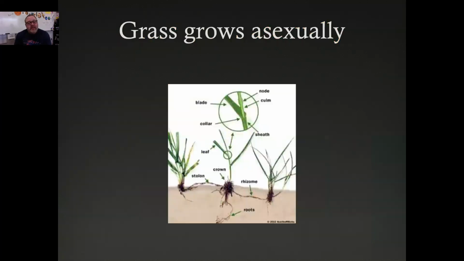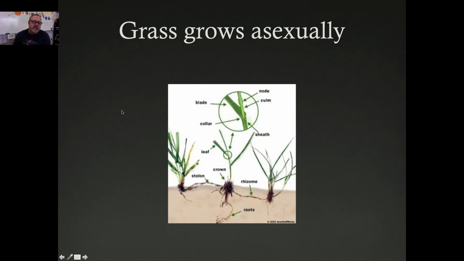Grass is one of those things that can grow asexually. When grass grows, you might throw down one seed of grass, and then as it grows, it has these rhizomes that grow out from the main root mass, and then a new plant grows up from there. As you can see in the picture here, this would be the main, and then the rhizomes grow, and new plants offshoot from the initial one.